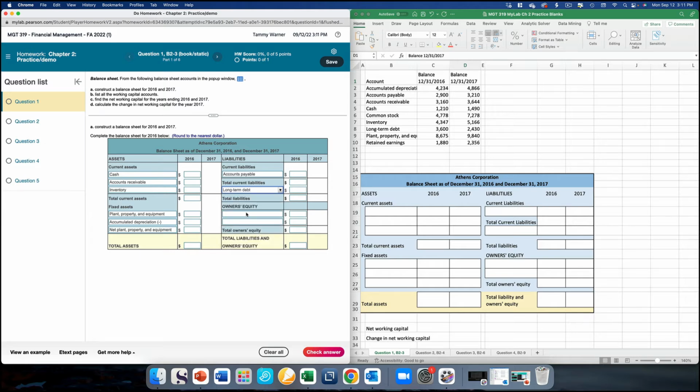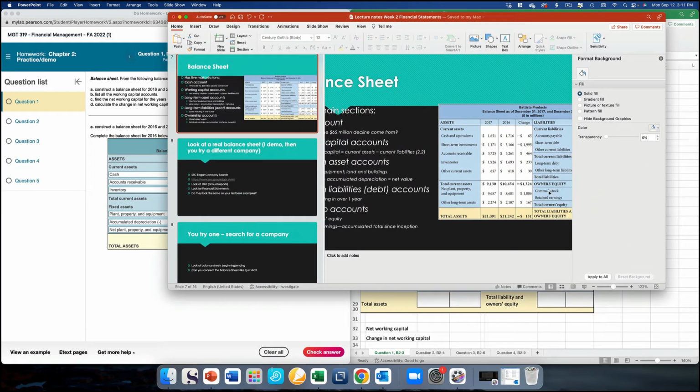And then in the owner's equity accounts, there are two accounts that are given: common stock first and then retained earnings at the very end. Okay, if you're not certain about that, we could go back over here to the PowerPoint and just verify, yep, common stock and then retained earnings afterwards.